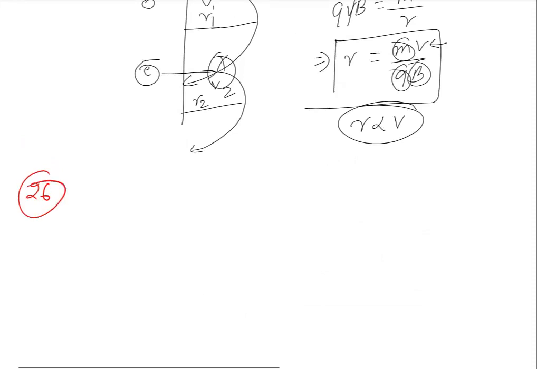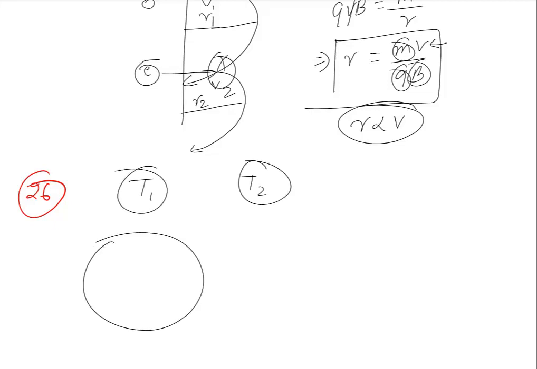Question number 26 says time period. In the same question you have to decide the time periods T1 and T2. So time period is the time taken for an electron to move one circular rotation. Hence time taken is nothing but distance over velocity. Distance is 2 pi r over velocity. Let's put the formula for r that we got there.